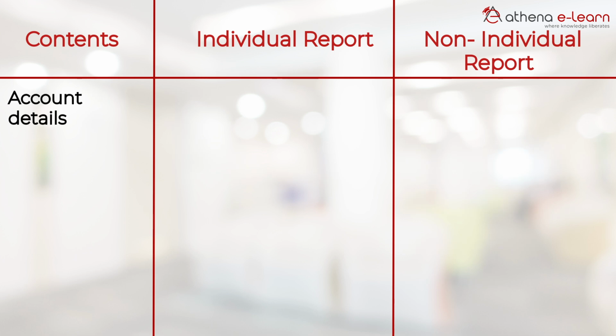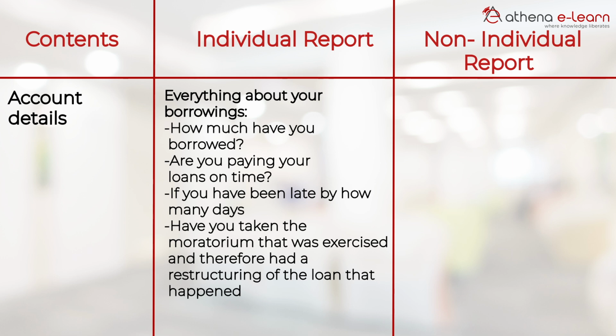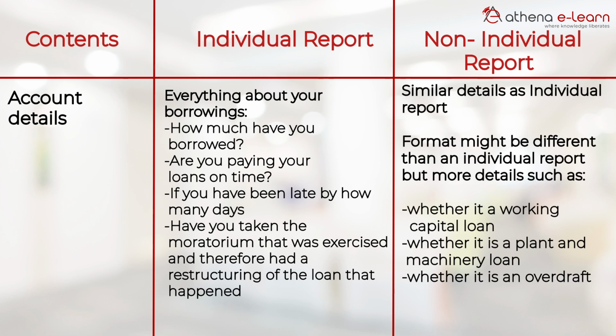The second component is the account details. Like I said, in the account details, what you will see is everything about your borrowing. How much have you borrowed? Are you paying your loans on time? If you have been late, by how many days have you been late? Have you defaulted to a point where the lending institution had to write off or settle the account? In the current scenario, has there been a moratorium that you exercised and took, and therefore there was a restructuring or a reconstruction of the loan that happened? All these details come in the section on account details, and is therefore probably the most important section for you.